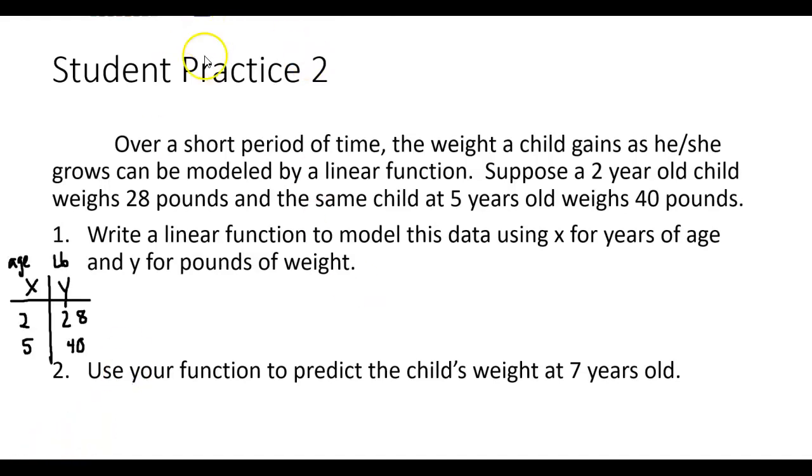And here's what your chart should have looked like. Our two variables, x and y, are age and pounds. They tell us here that x is going to represent age, y is going to represent weight. So in the story problem up here, it tells us that a 2-year-old is 28 pounds and a 5-year-old is 40. So this is how you set up your chart. Now I'm going to have you guys go ahead and pause the video here and find your slope, your y-intercept, and your equation.